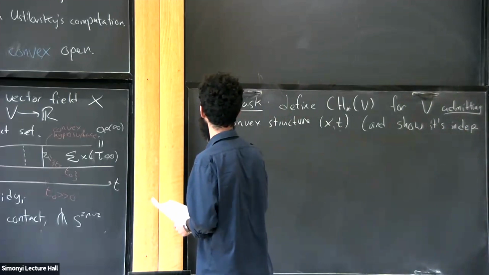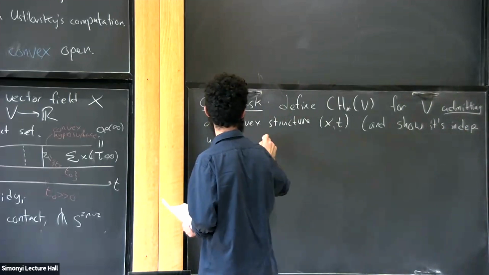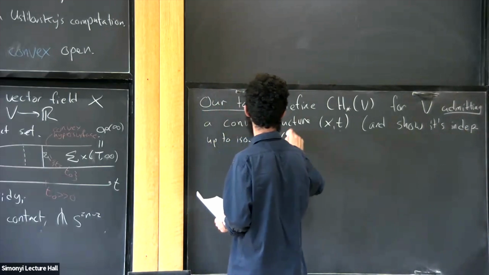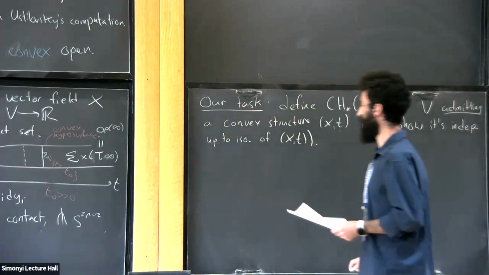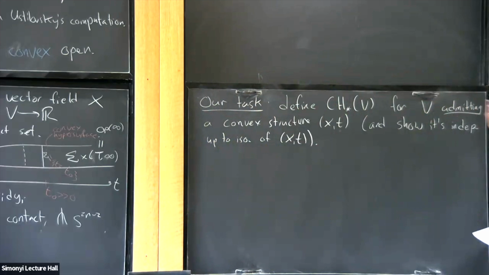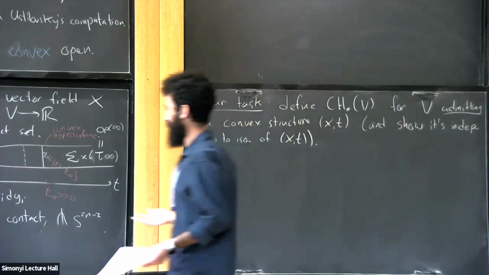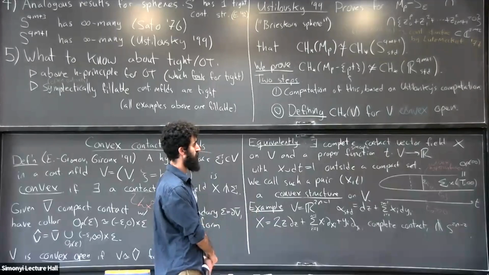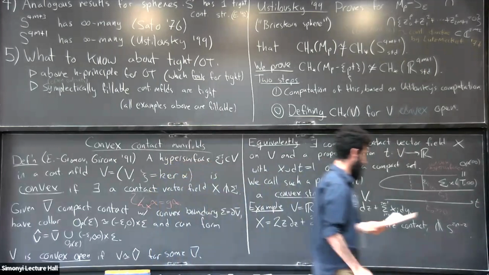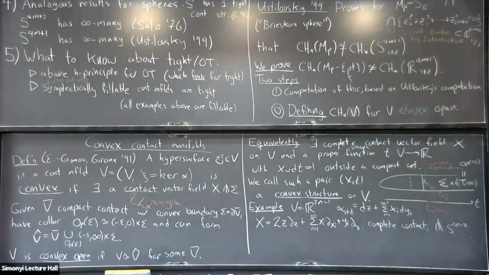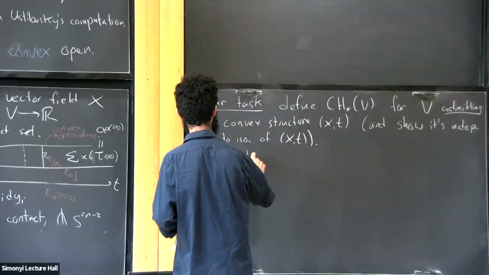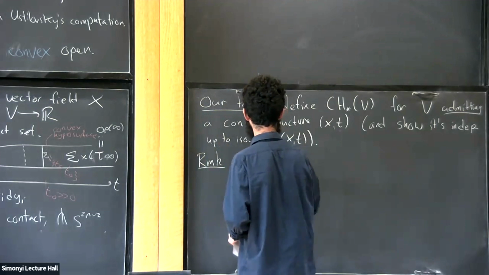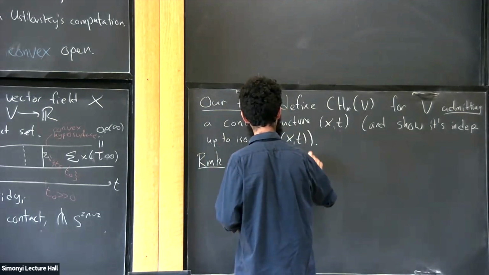Independent of isomorphism. That's the only way we'll be able to conclude from computing it that our contact structure on Rn is really different from the standard one. One remark about this is that half of this might be done in a certain sense.